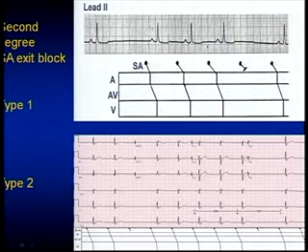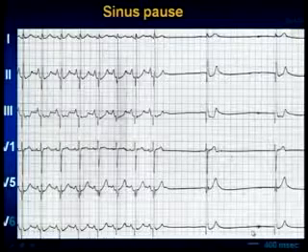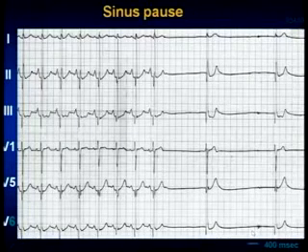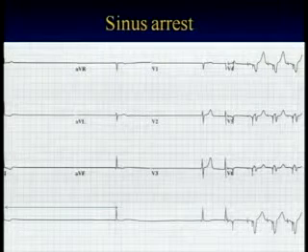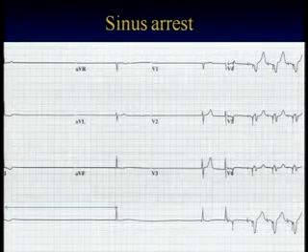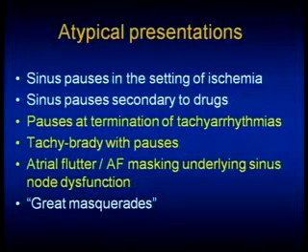In a type 1 second degree SA exit block, there is progressive shortening of the PP intervals till beats from the sinus node fail to activate the atria. In type 2, it remains fixed till one gets blocked. There is no universally accepted definition to differentiate between sinus pause and sinus arrest, though when you have a significant prolongation, we call it sinus arrest.